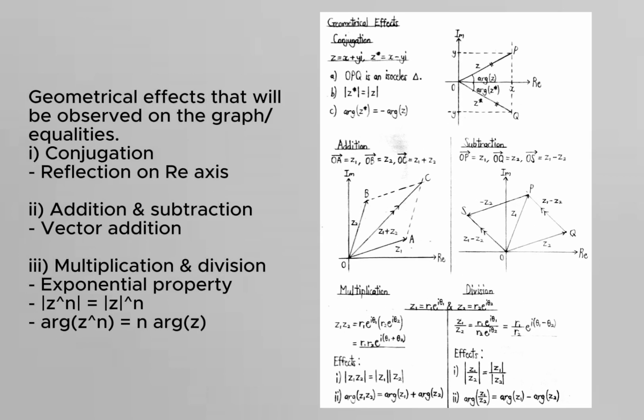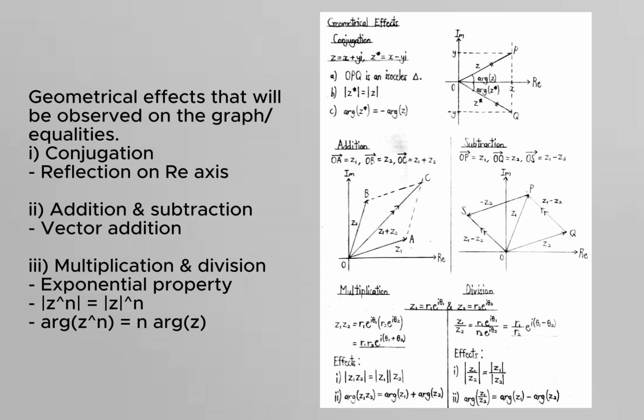Now let's explore the geometrical effects when it involves complex numbers. For conjugation, you just change the sign of the imaginary part. Eventually what happens is that the complex number will be reflected on the real axis. The moduli of both complex numbers will be the same, except the argument will be inverted, that is, made negative. For addition and subtraction, just use vector addition from the vectors topic.